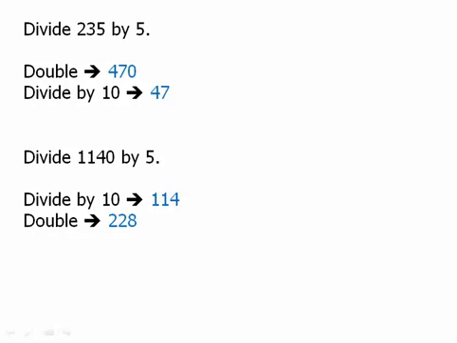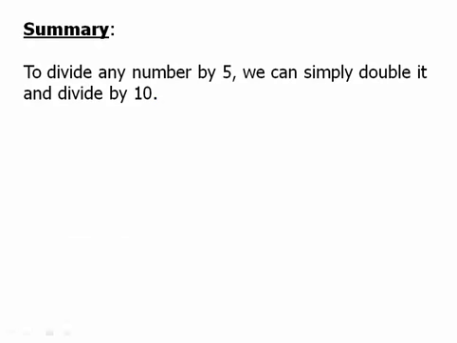Very easy to do this in your head without even touching a calculator. To divide any number by 5, we can simply double it and divide it by 10. We don't even have to do the steps in that order. We can either divide by 10 first or double it. We just have to do those two simple steps in our head.